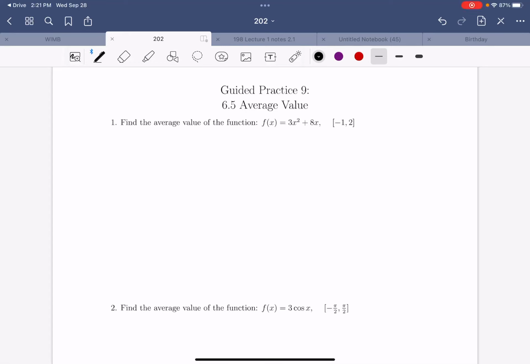This is guided practice number 9. We're working on finding average values here. So we're going to tackle these two problems. Remember that your average value is 1 over b minus a times the integral from a to b of f of x dx.